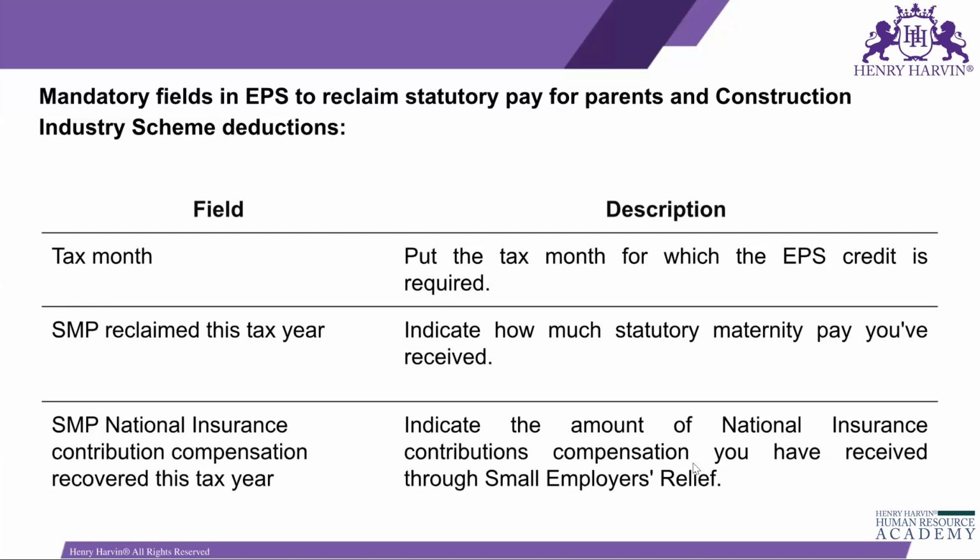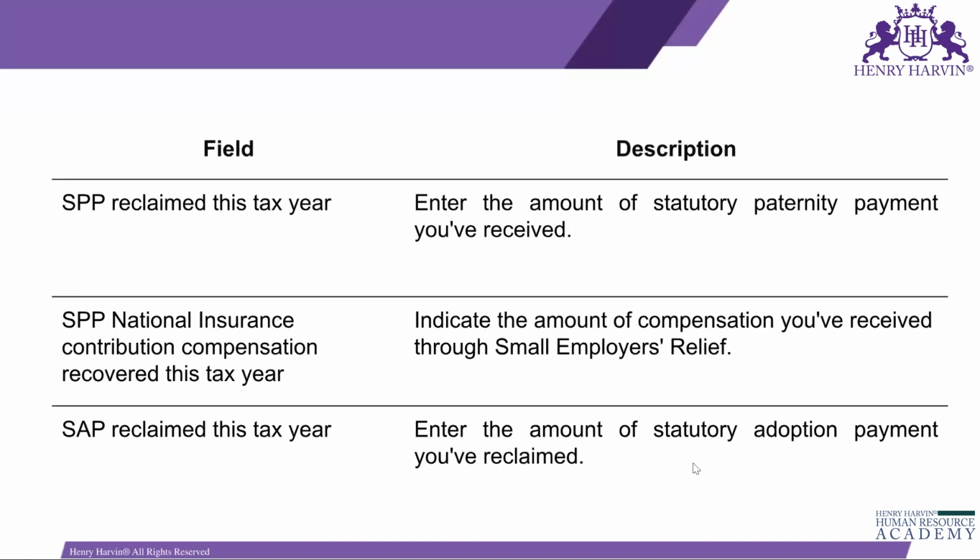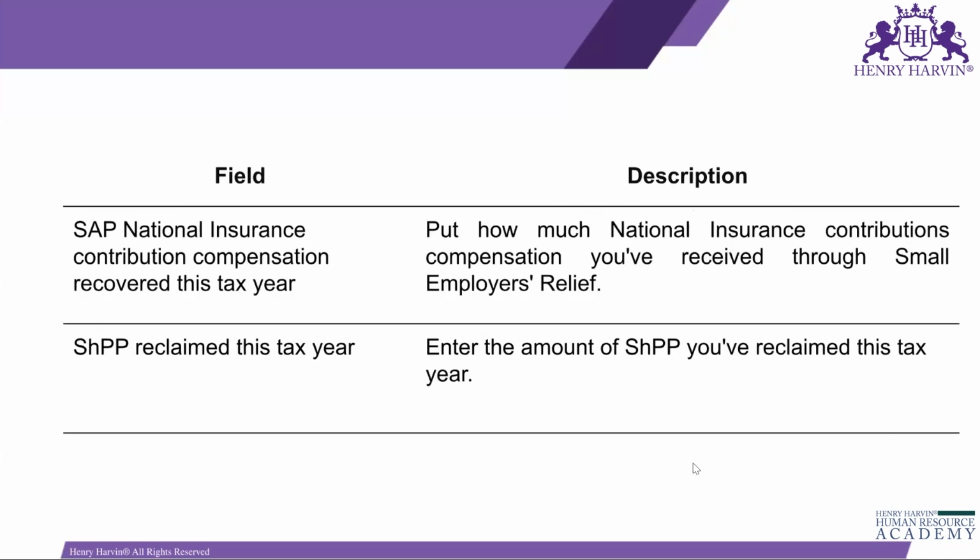Then SMP National Insurance Contribution Compensation recovered. This is national insurance contribution also. So indicate the amount of NI contribution compensation you have received through small employers relief. Okay, so SMP national insurance contribution compensation recovered through this tax year for the SMP amount. Okay, if there is a contribution of NI due to SMP, only that amount, not the entire amount. Same for SPP, paternity, national insurance again, same, that amount has been received from HMRC till now. Same for SAP, that is adoption, same columns you'll see, and then SHPP also, same columns you'll see.